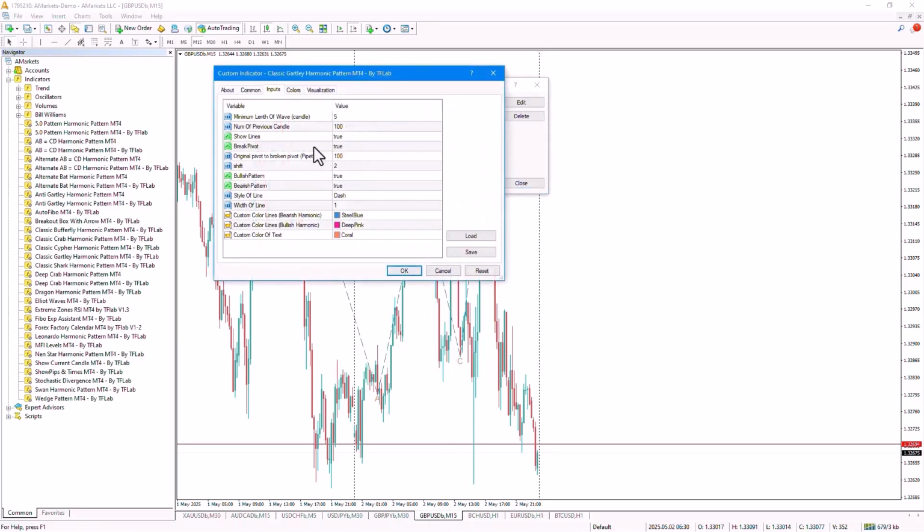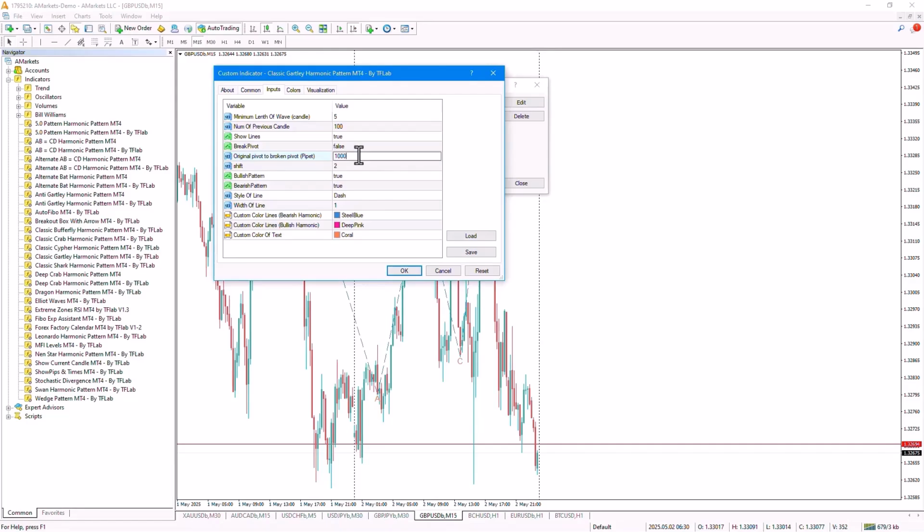If this option is set to true, it does not consider the breaks. If we set it to false, from the bottom section, it can calculate from the harmonic pivot point to the pivot point where the break occurred and then consider it as confirmation or identify the pattern as invalid, which is set to 100 pipettes by default.